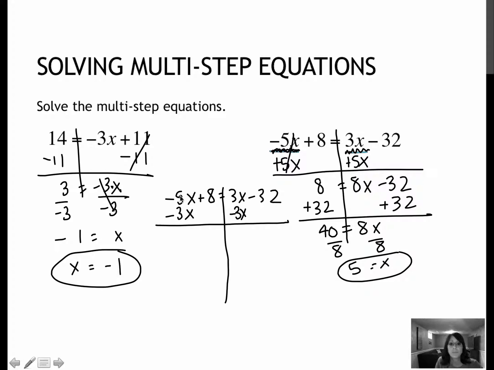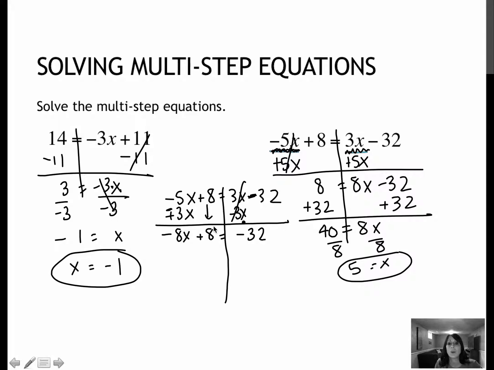Negative 5x minus 3x, I'm going to keep, flip, change to give me negative 8x. I bring down the plus 8 because I haven't done anything with it yet. These x's go away, but I still have negative 32. Don't forget that negative belongs to the 32.